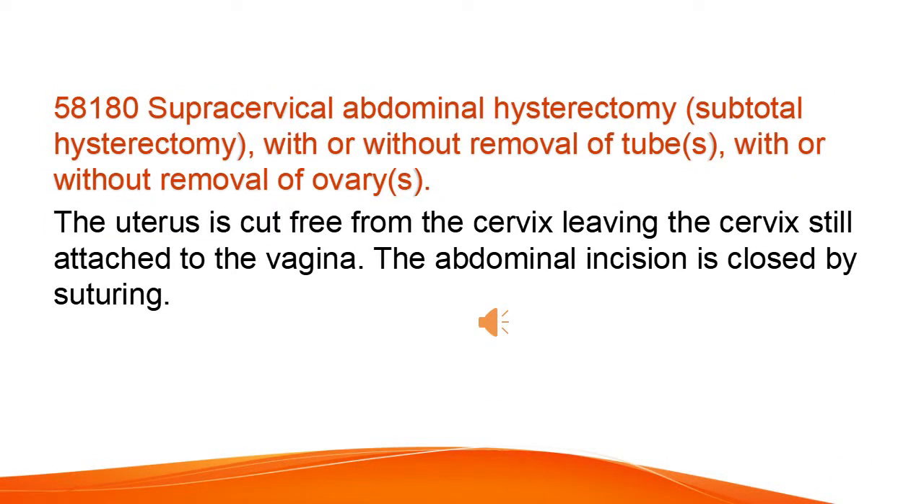Supracervical abdominal hysterectomy, subtotal hysterectomy, with or without removal of tube(s), with or without removal of ovary(s). The uterus is cut free from the cervix, leaving the cervix still attached to the vagina. The abdominal incision is closed by suturing.